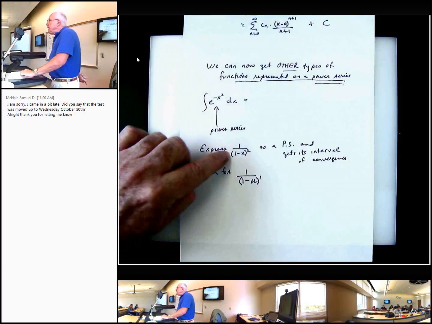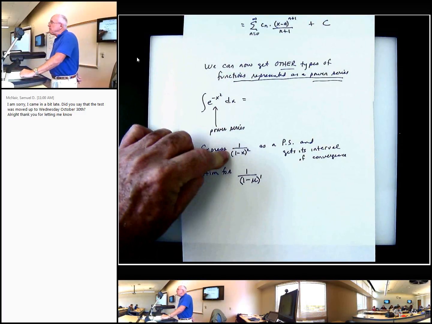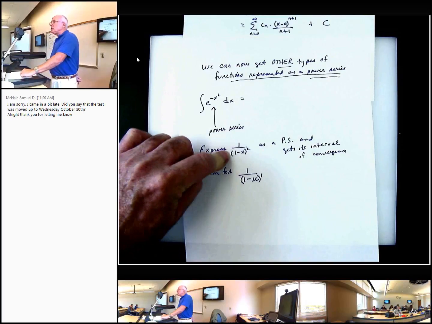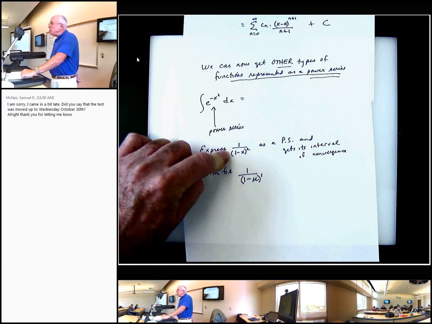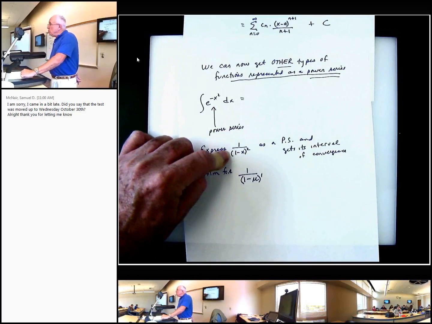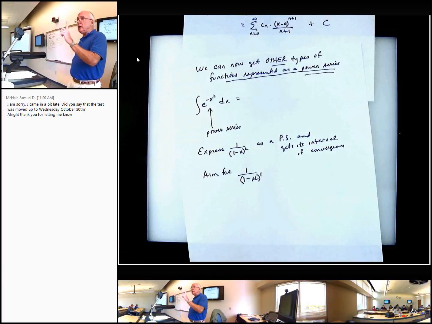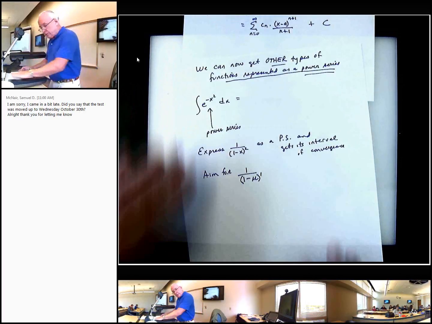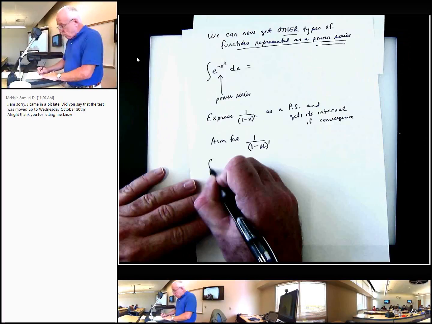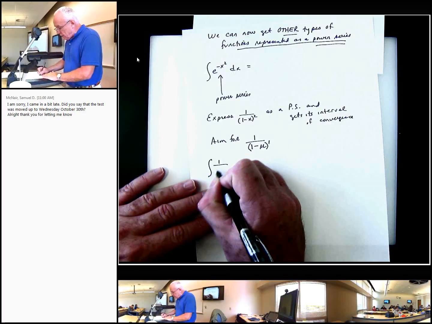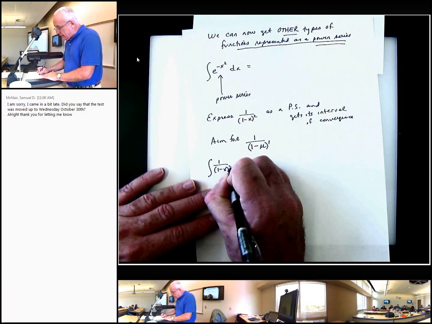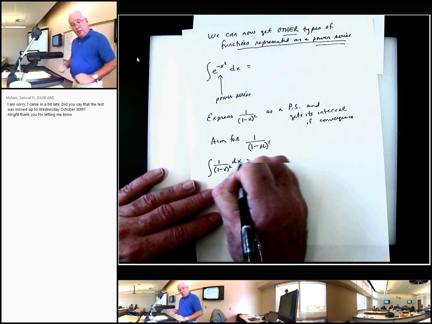Now, if we take an antiderivative of something which has a square in the denominator, we're going to end up with something which just has the power 1 in the denominator. So let me show you this here. Let's look at the antiderivative of 1 over (1 minus x) squared. Let's see what we get here.